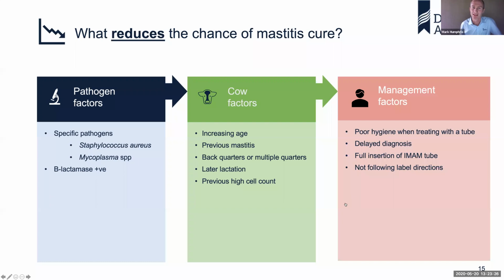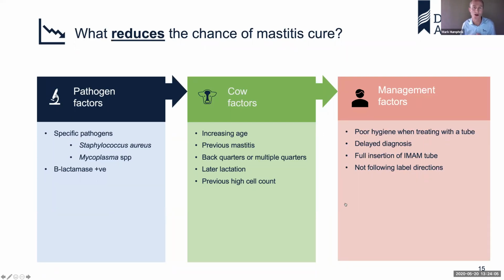And then there's certainly a whole bunch of management factors that will reduce the chance of cure. Probably number one is poor hygiene associated with treating a cow with an intramammary tube. And closely associated with that is that there is evidence that full insertion of the intramammary tube, accepted just how hard that is, accepted how hard it is to not insert when a cow is misbehaving, but we know that reduces the chance of cure.